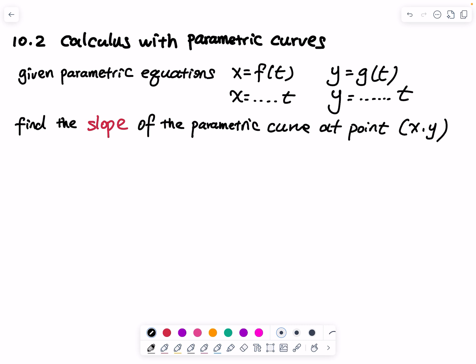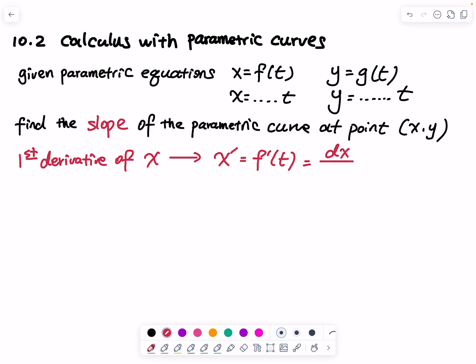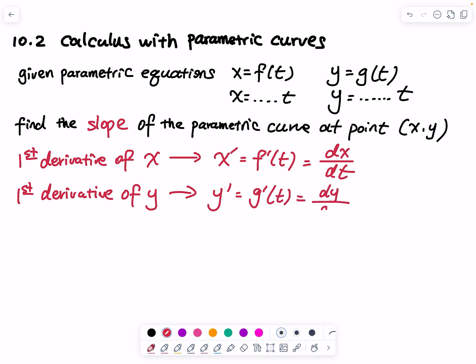Then for the first derivative, we need one for x and one for y, because each of these is in terms of t. So the first derivative of x, that is x prime, equals f prime of t, which equals dx dt. And then the first derivative of y, that is y prime, which is g prime of t, equals the derivative of y with respect to t.